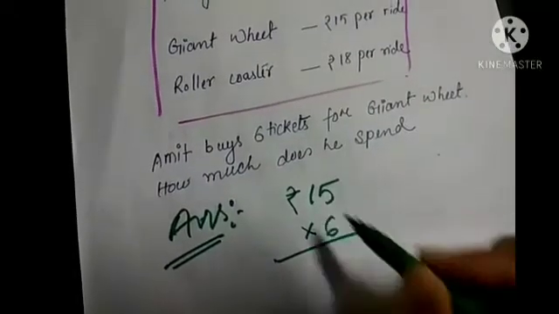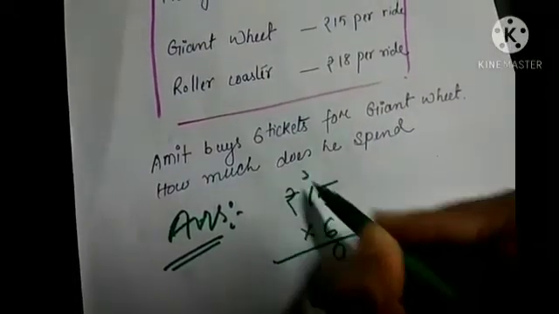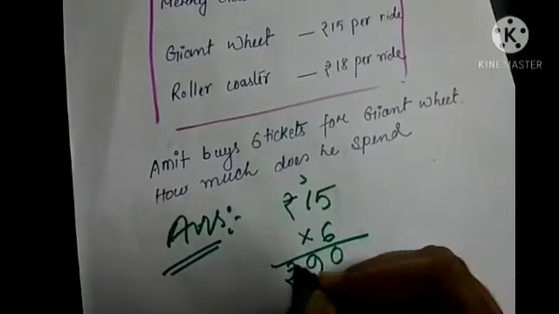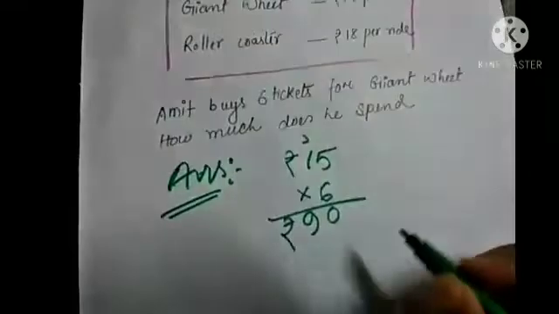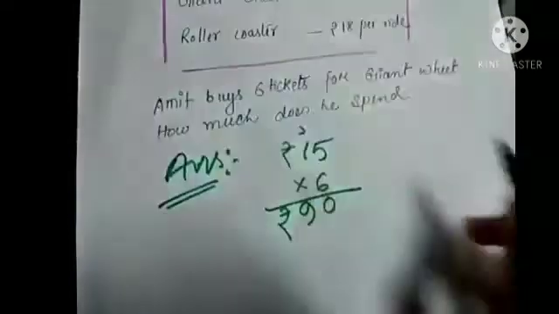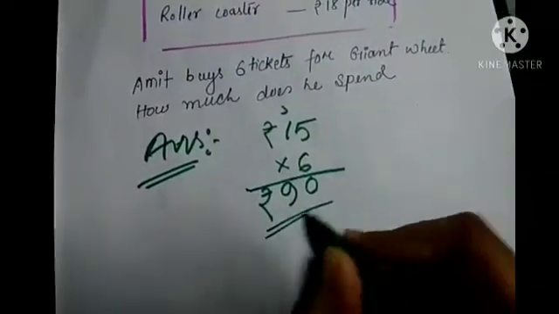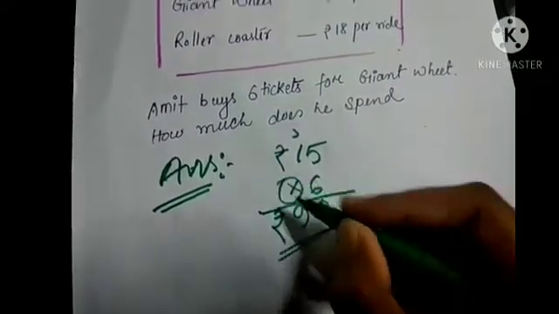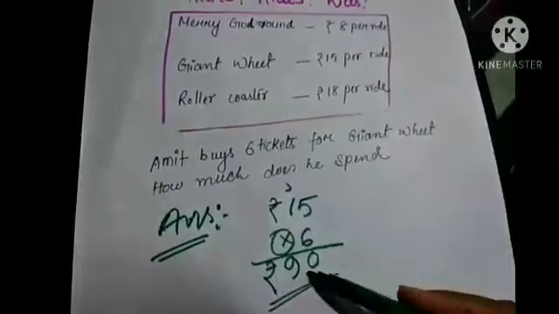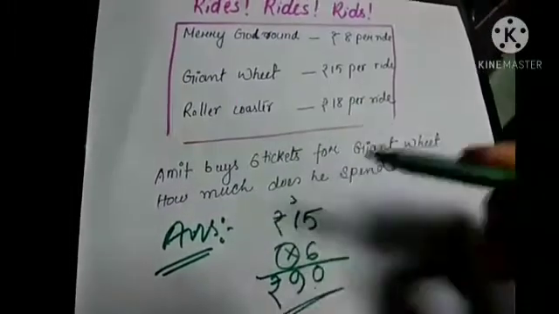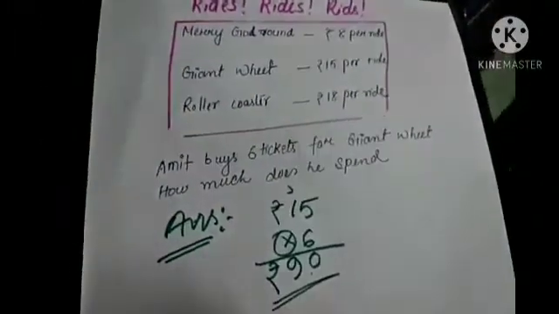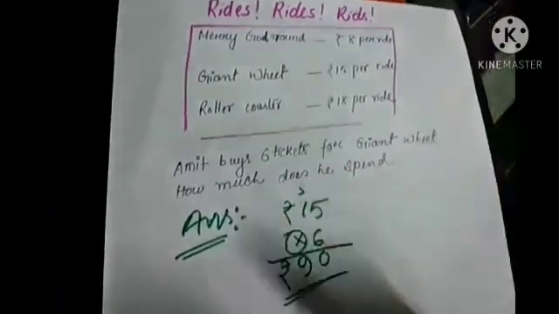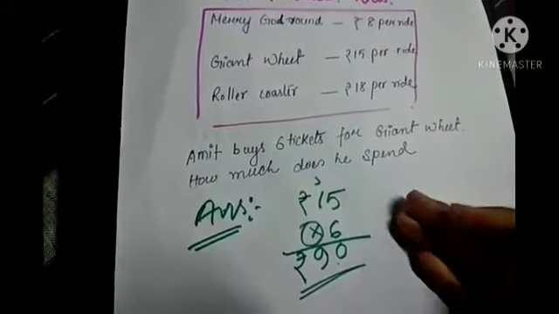Okay, so 6 fives are 30, carry 3, 6 ones are 6, plus 3 will be 9. So to buy 6 tickets, how much did Amit spend? He spent rupees 90. So in this way, with the help of multiplication, we can find out the prices for more tickets or more amount. So depending upon the question, you have to understand whether you have to multiply, add, subtract or divide.